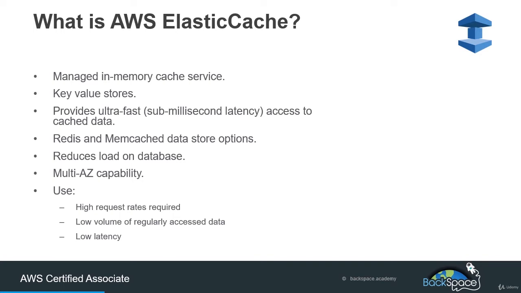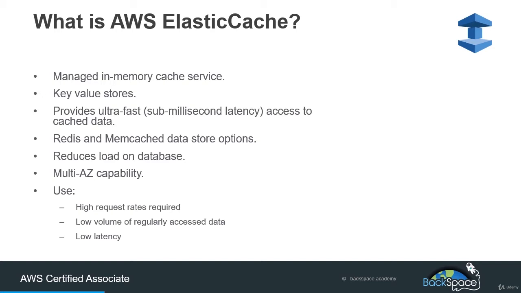Elasticache is a managed in-memory cache service. It is a key value store and provides ultra-fast sub-millisecond latency access to your cache data. There are two options available for that data store, one being Elasticache Redis and the other being memcached. It is primarily used, but not always used, to reduce load on a database. So in a similar way as you would use CloudFront to front and cache an Amazon S3 bucket or a website on an Amazon S3 bucket, you would use Elasticache as a cache in front of your database, and that would reduce the load on your database. It would reduce the latency on any request to that database.